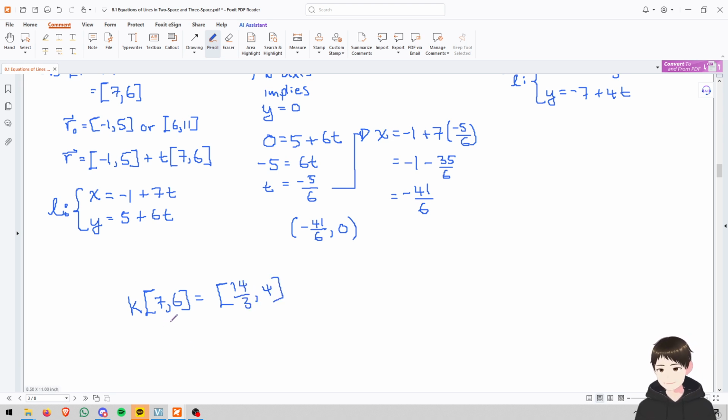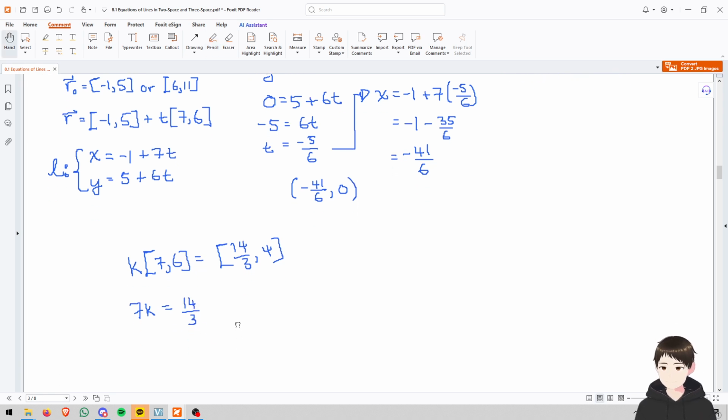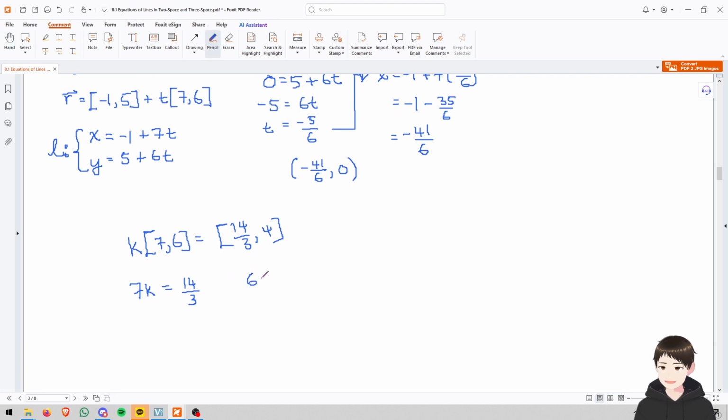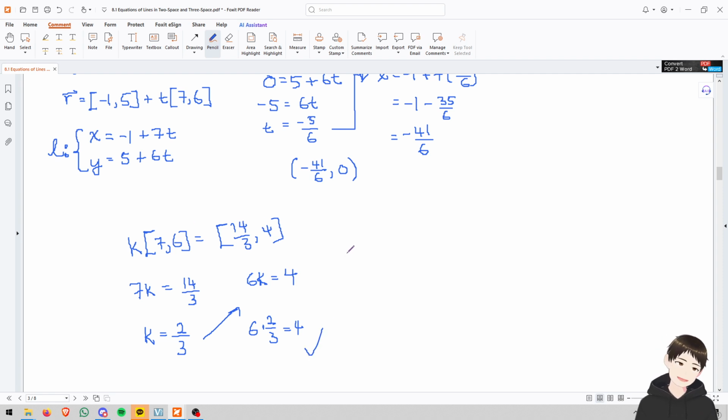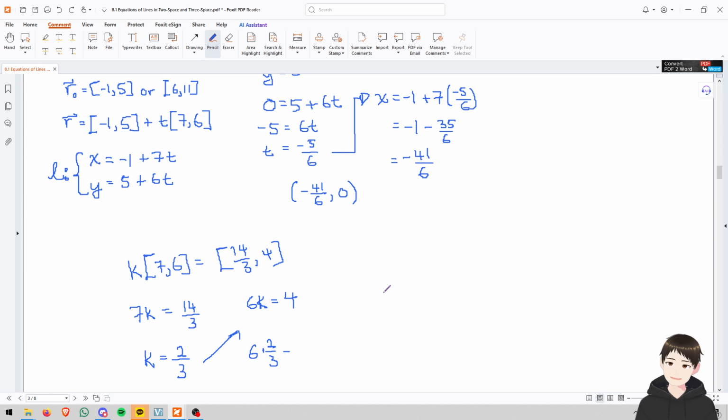So let's try it. Let's do the hard numbers. 7 times k has to equal 14 over 3. Is that true? And the same k times 6 has to equal 4. Well, let's investigate. Dividing both sides by 7, k equals 2 over 3. 6 times 2 over 3 gives me a 4. So they are scalar multiples. That checks out. So if that's the case, let's see if they are in fact coincident.